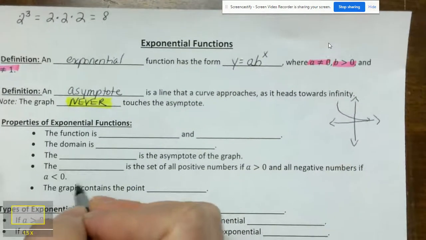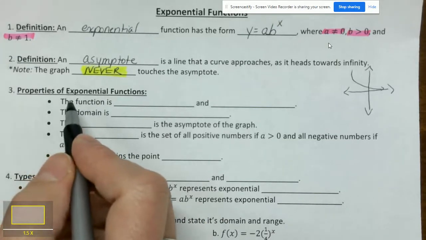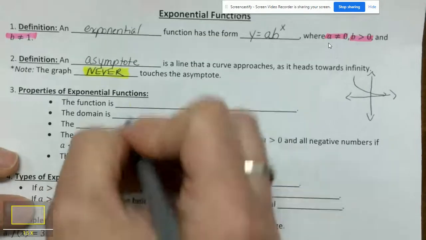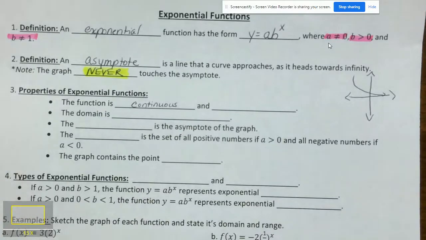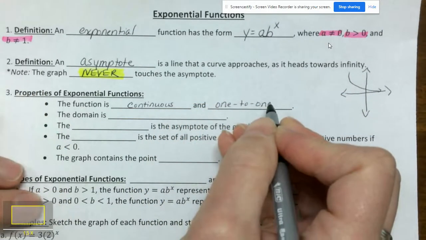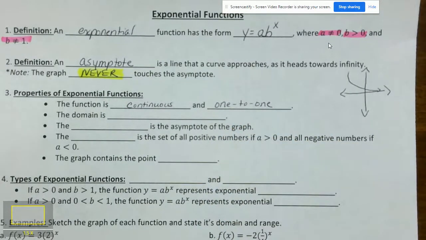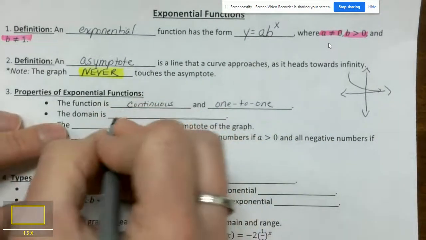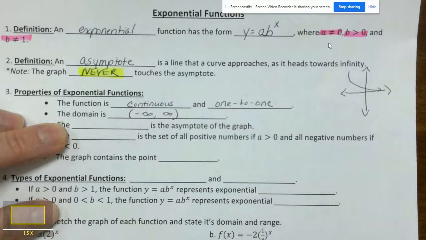All right. Now, I'm going to give you some properties of exponential functions, okay? So one of the properties of exponential functions is that the function is continuous. That means it never stops. It goes all the way to negative infinity and all the way to positive infinity. And the function is also a one-to-one function. One-to-one, I will remind you, means that for every input value of x, you have a separate output value of y. So every x has its own unique y. The domain of all your exponential functions is always going to be negative infinity to positive infinity.